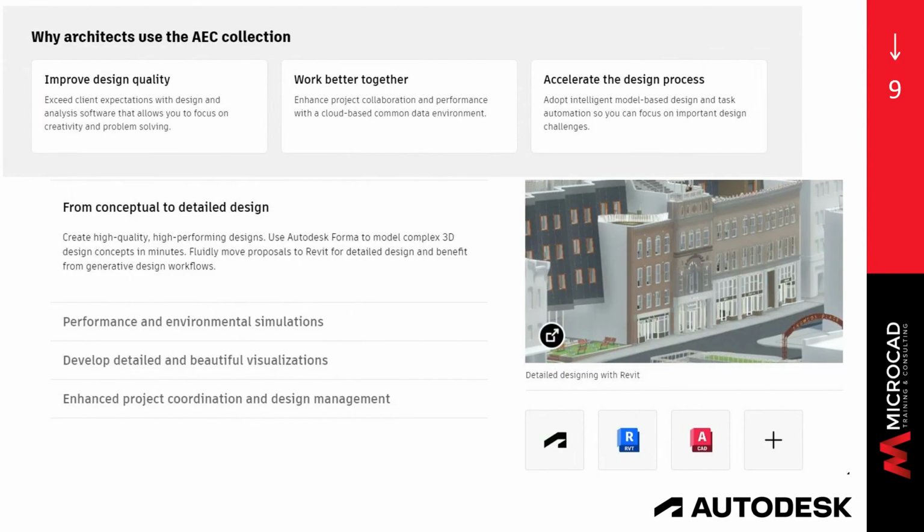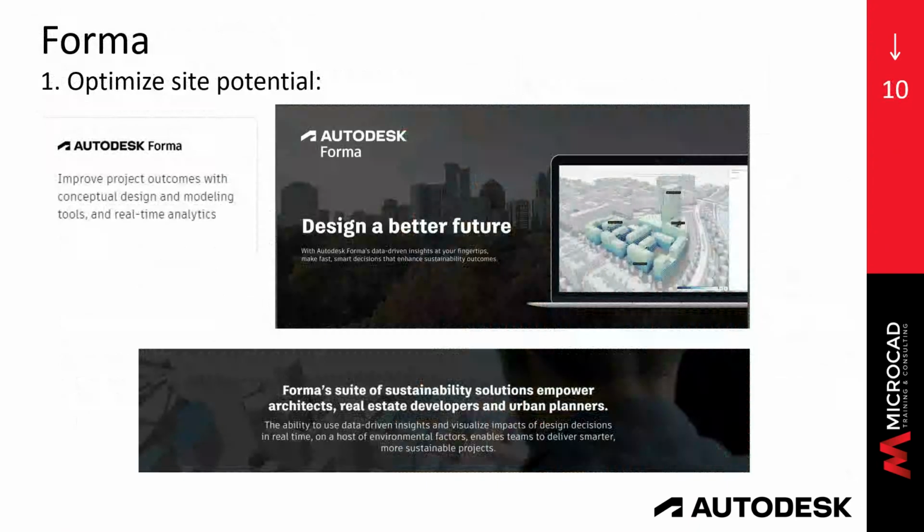So, giving you a quick run-around of the individual features of software that I think are very important, and maybe you don't know that well. First of all, there is Autodesk Forma. Forma is a software that allows you to optimize your site potential. It is an online web-based offering, a suite of sustainability solutions that empowers architects, real estate developers, and urban planners.